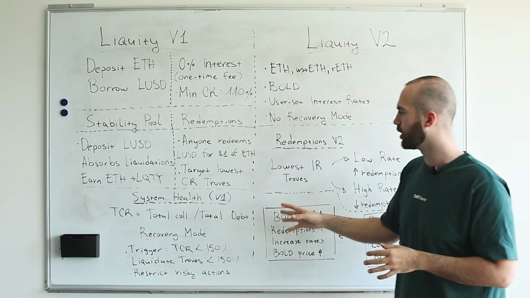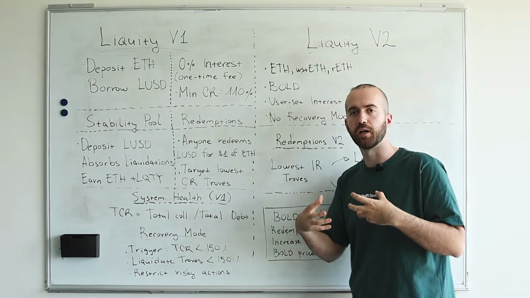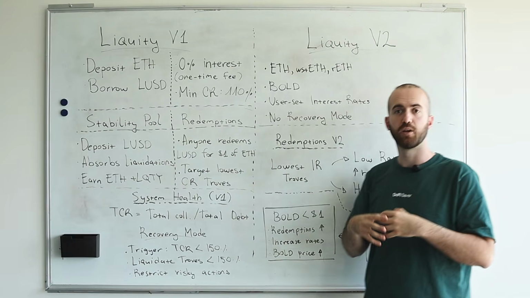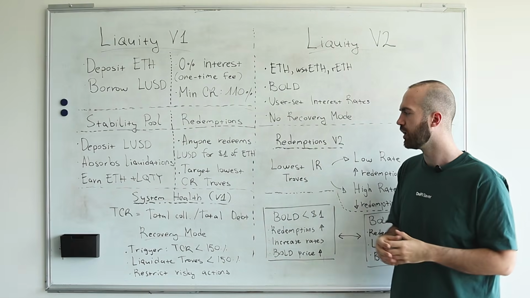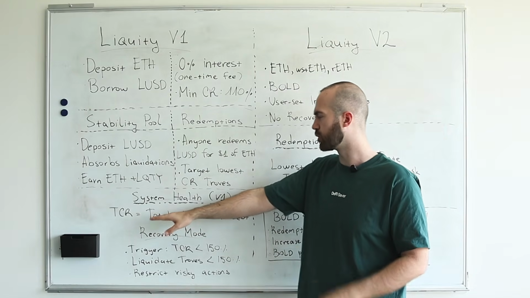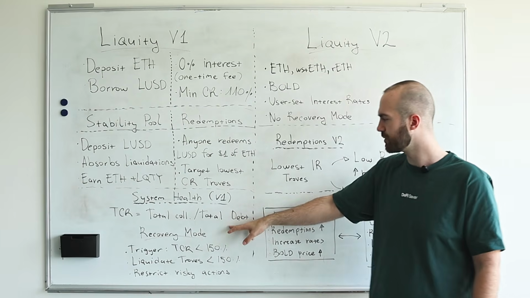And finally, we're going to look at system health, which is how Liquity avoids black swan events, horrible situations where the protocol might get a lot of bad debt and become insolvent. It uses a metric called the total collateralization ratio. It's total collateral divided by total debt.